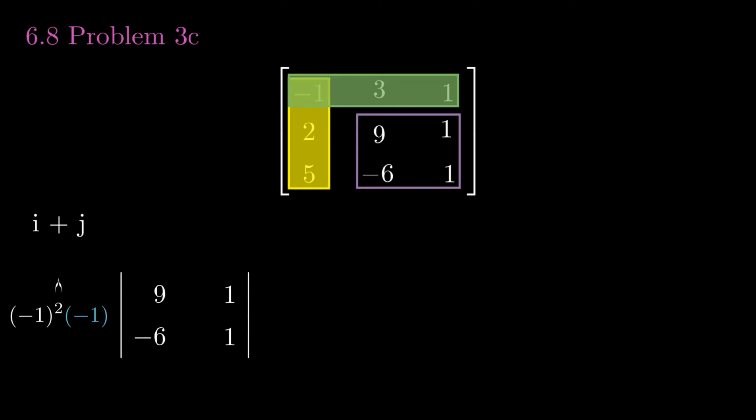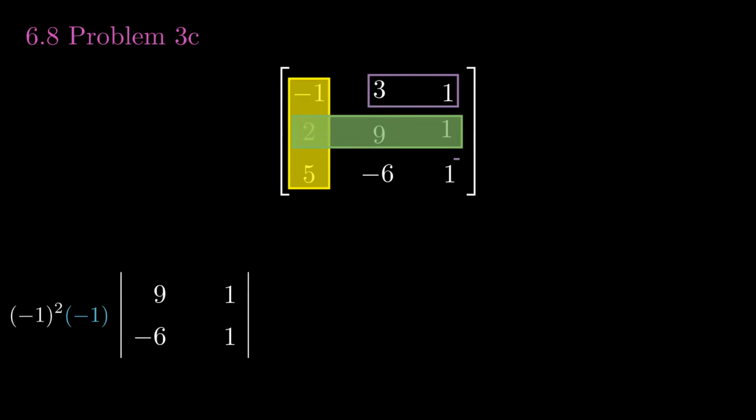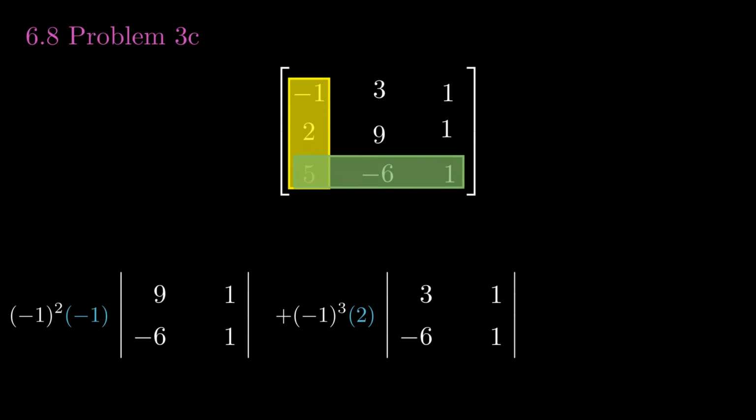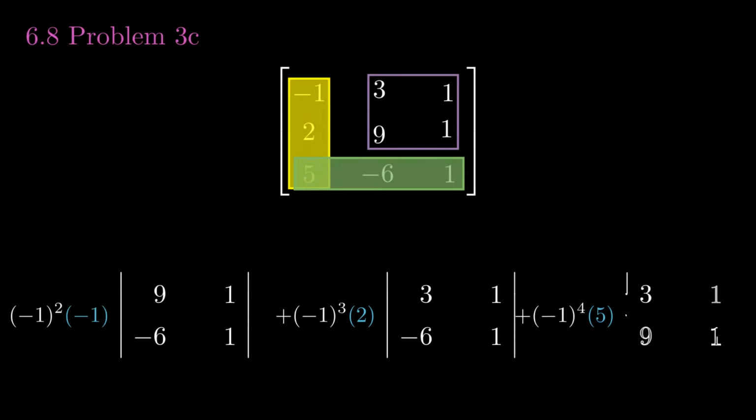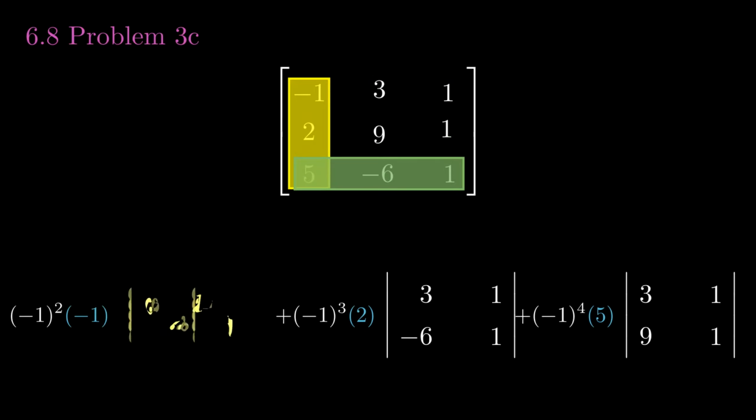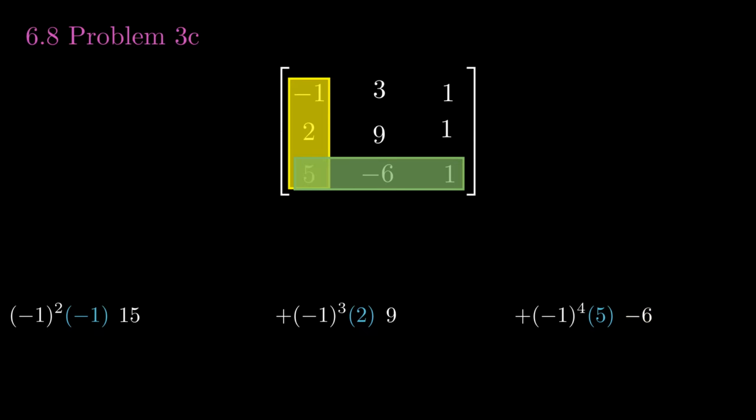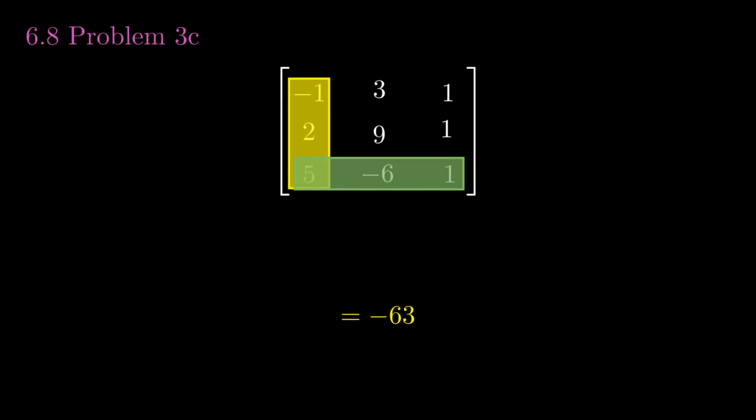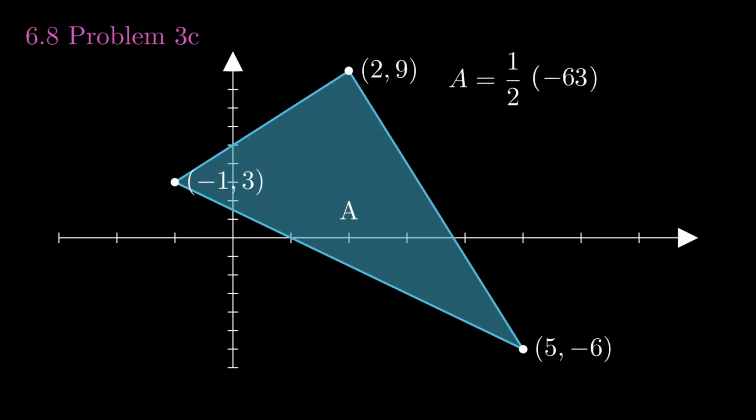Now, you can do the same thing for the other two elements. And we can use the formula from earlier to calculate each of these 2 by 2 determinants. And if you do the arithmetic, the expression evaluates to negative 63. So back to our area problem, the area is 1/2 of negative 63, or negative 31.5. And, just take the absolute value because area can't be negative.